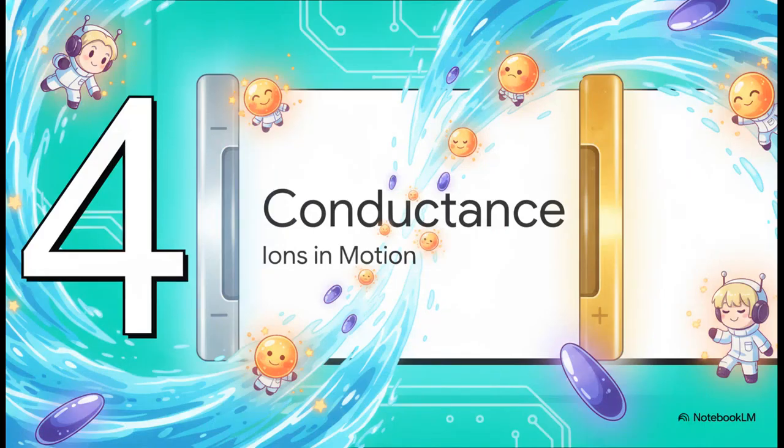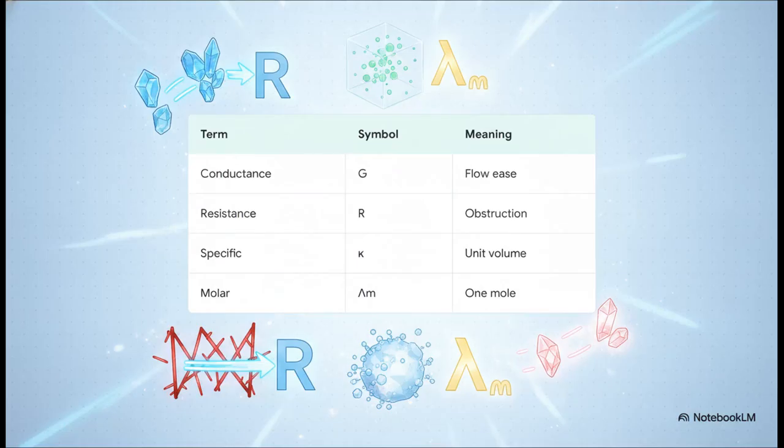Section 4. Conductance and molar conductivity. Ions in motion. All right, let's shift gears and look inside the cell itself. Electricity in these solutions is conducted by the movement of ions, and there are four major terms you're going to encounter here. First is conductance, represented by G, which is just how easily current flows. Then we have resistance, R, which is the exact opposite. It's the obstruction to that flow.